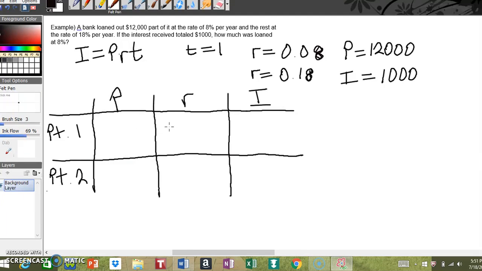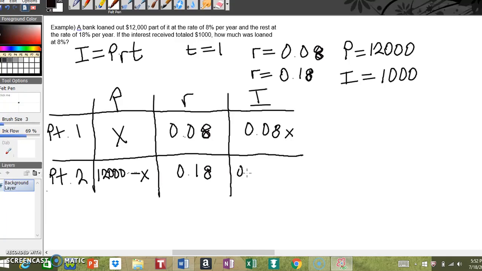So my principal for when the rate was 0.08 is what we don't know, so let's call that X. And now we also have a rate of 0.18. And the principal then is basically just the rest of the money, so that's 12,000 minus X. So if we multiply this, we just get 0.08X, and we also get 0.18 times 12,000 minus X.